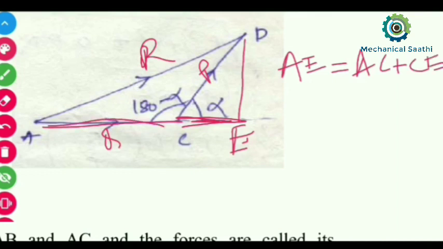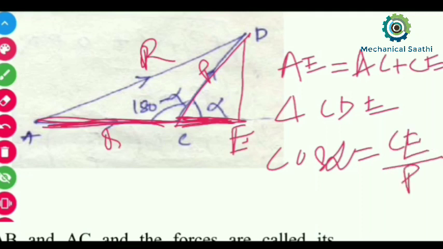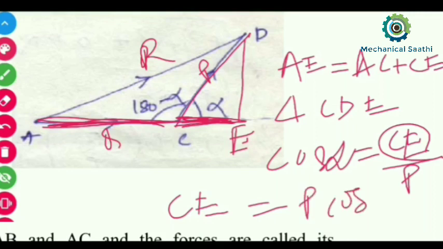Okay, so this is given as Q, and if you can calculate the value of this one, then we can calculate this total, that is AE. So next again consider this triangle, that is triangle CDE. Then if we take cos alpha, cos alpha can be written as CE divided by P. So CE can be calculated as P cos alpha. DE we have already calculated, that is P sin alpha, and CE now we calculated, that is P cos alpha.